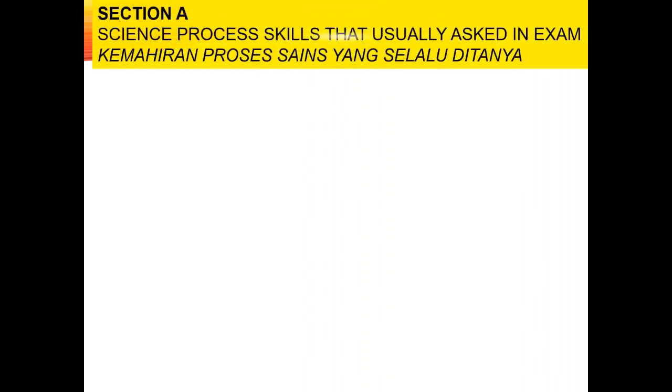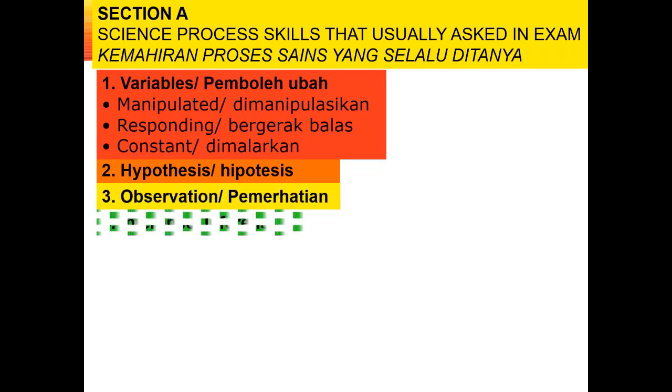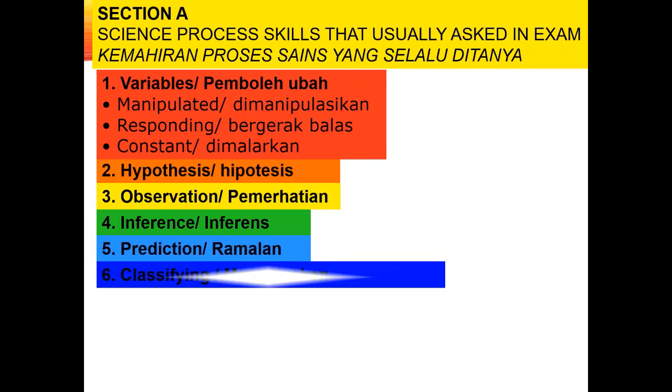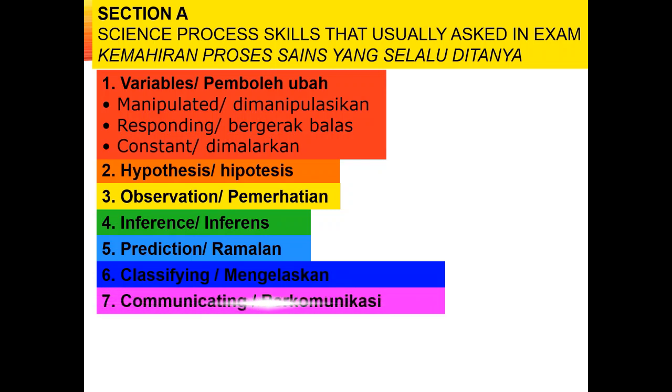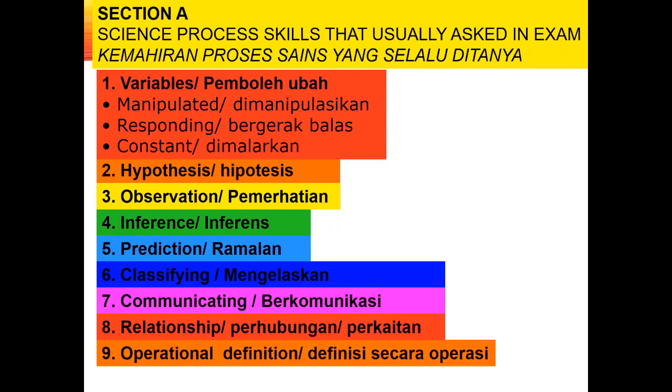Now we look at the science process skill questions they always ask in the exam. The first one is the variable. You need to know the 3 types of variables: manipulated, responding, and constant. Number 2 is hypothesis. Number 3, observation. Number 4, inference. Number 5, prediction. Number 6, classifying. Number 7, communicating. Number 8, relationship, and the last one is operational definition. So these 9 science process skills are the types of questions they always ask in Section A.